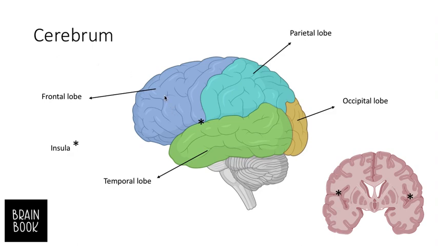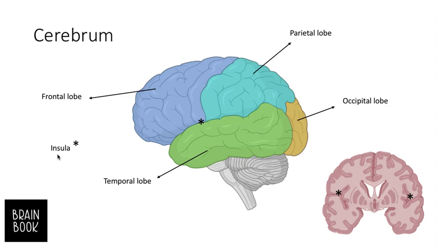Cerebrum has different areas that are named lobes, including the frontal lobe, the parietal lobe, the occipital lobe, and the temporal lobe. As you can see here, the frontal lobe is located in the front of the brain, behind the forehead bone. And the parietal lobe is located in the middle. The occipital lobe is located in the back of the brain, and the temporal lobes are located on both sides of the brain. In addition, there is some part which is named insula.